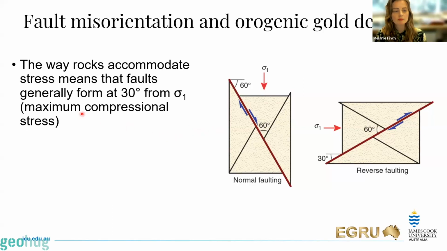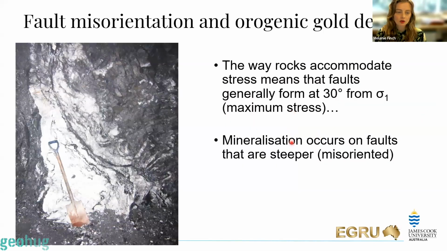And because the maximum compressional stress is different for extension and for shortening, normal faults often have very steep dips of 60 degrees, and reverse faults usually have shallow dips of about 30 degrees. But what we see in orogenic gold deposits is these steep reverse faults. So instead of being at 30 degrees, they're at much steeper angles.